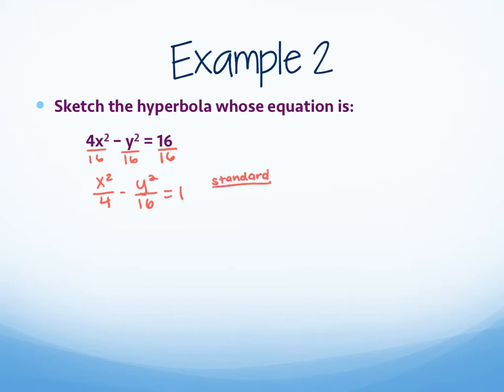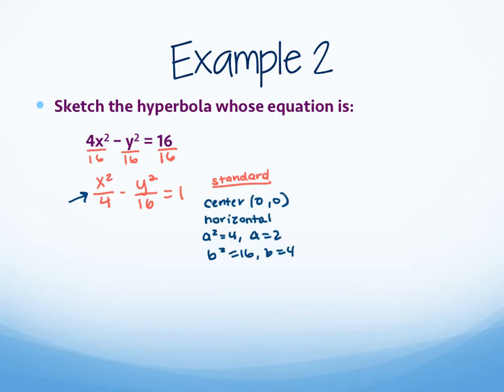There's lots of information I can already get from this. One, my center is 0, 0. Two, because x comes first, this is horizontal, which means a squared is 4, making a 2, and b squared is 16, making b 4. So I can graph what I have already.